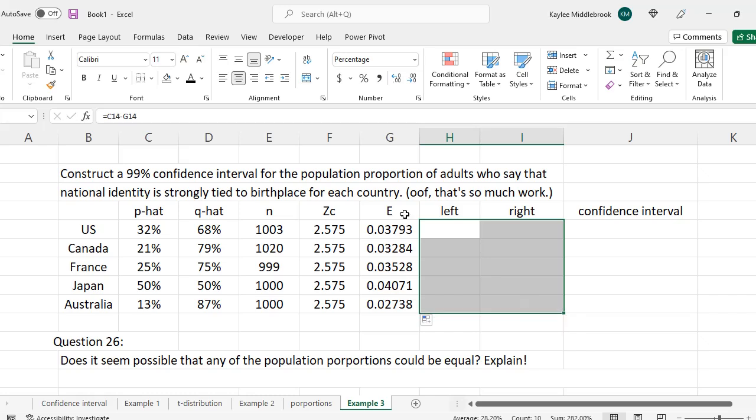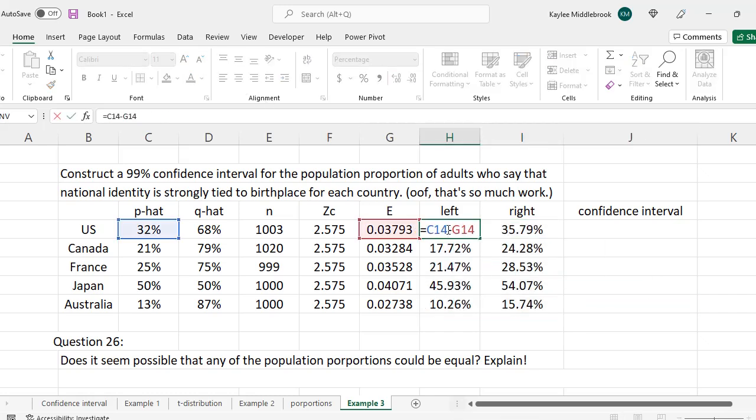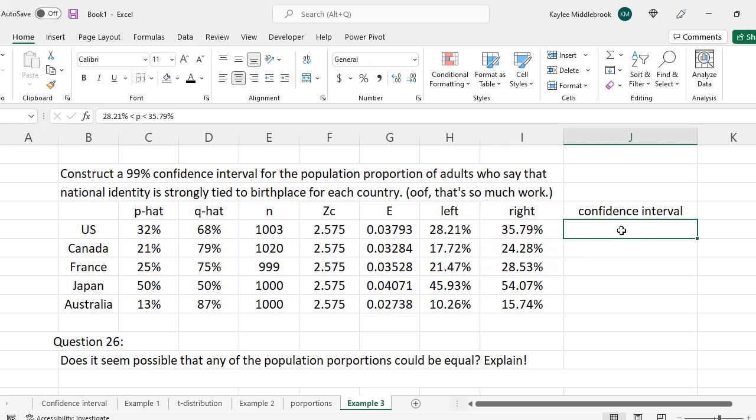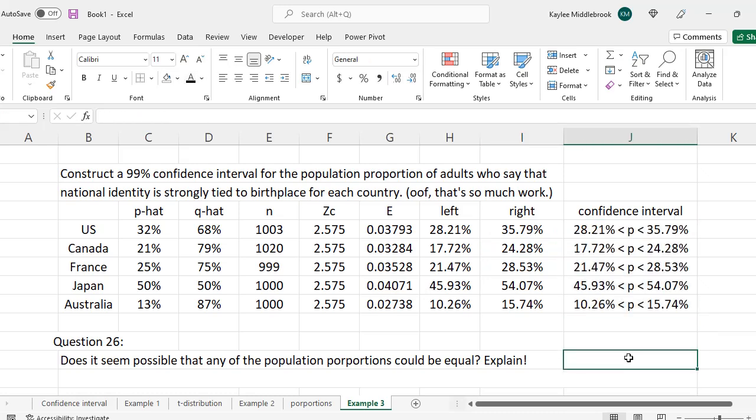For our left and right endpoints, we're going to go ahead and do the same thing where we do our p hat minus E, and then our p hat plus E. Again, I drag and drop those down. For the confidence interval, we're just going to go ahead and set up those the same that we did previously. And then Excel autofilled the rest of the 5 for me.